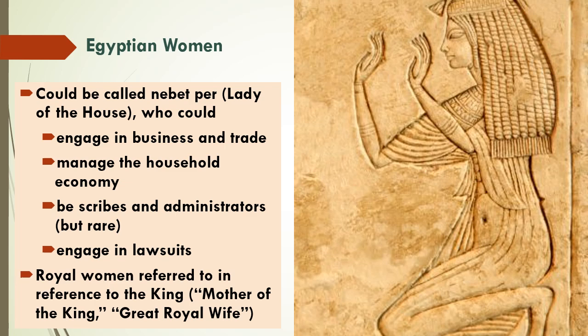Royal women, we know, held quite a bit of power in the household, sometimes ruling for their sons until their sons came of age. But we also note that royal women are usually depicted in terms of their linkage to the king. So you see them as mother of the king, great royal wife, not an identity in their own right, whatever power they might have had informally.